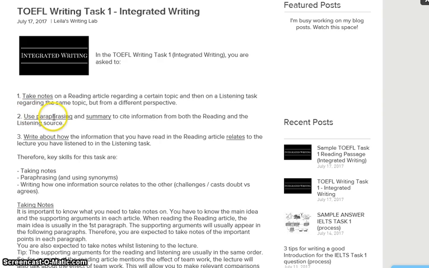We need to use paraphrasing and to summarize the information that we have read and heard, and then we need to write how these two bits of information relate to each other, whether they agree with each other or disagree, whether they contradict each other or not, and we need to complete our writing in that manner.